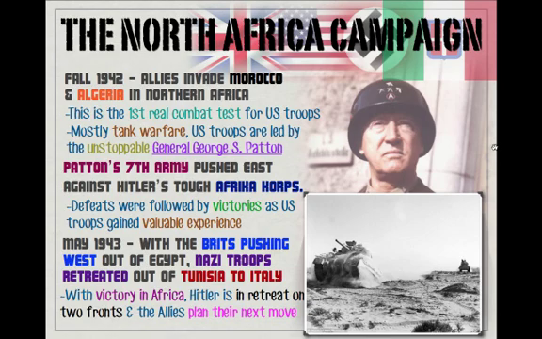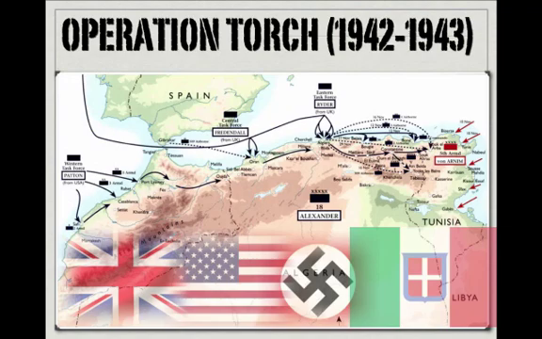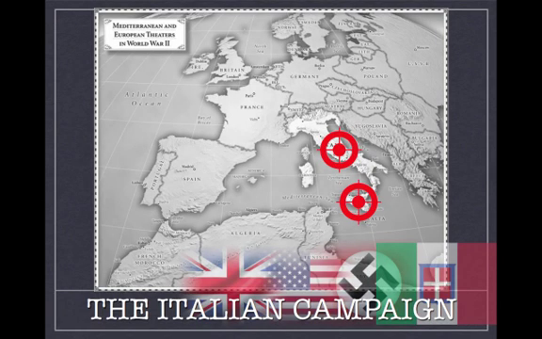The U.S. and Great Britain together are able to liberate northern Africa and eliminate Nazi control in that region. So, Operation Torch, just another overlook of this. You see the U.S. coming in from Casablanca, Morocco, and then on the other side you have British forces coming in from the east. So they're coming in together to push out the German forces. Next we're going to look at the Italian campaign.